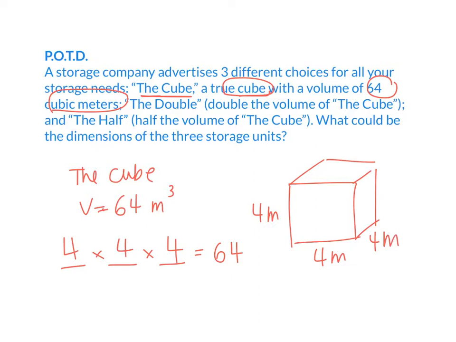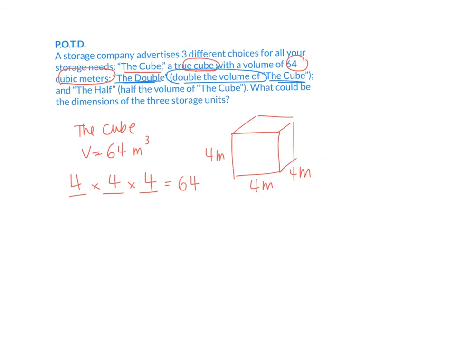Next we have one called the double. That's going to be double the volume of the cube. Does it say that this one's a true cube? No. Okay. So if it has to be double the volume, does that mean it's 8 by 8 by 8? No. Would that give me double the volume of the cube? No. It can be how many times bigger? 8 times. Good. So this time, if we want to find the dimensions of the double, it has to be double the volume of 64. So the volume has to be 64 times what? 2. What is 64 times 2?